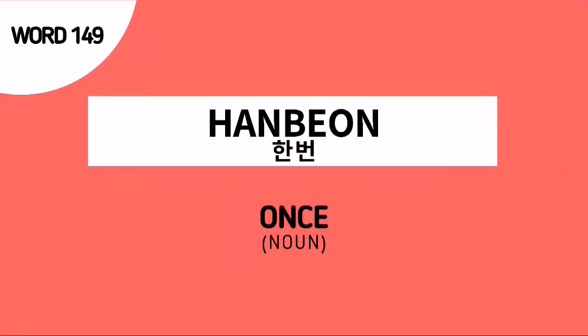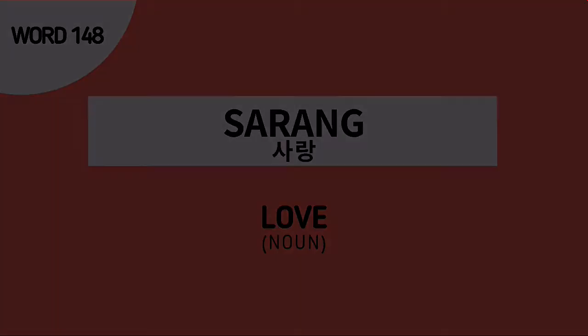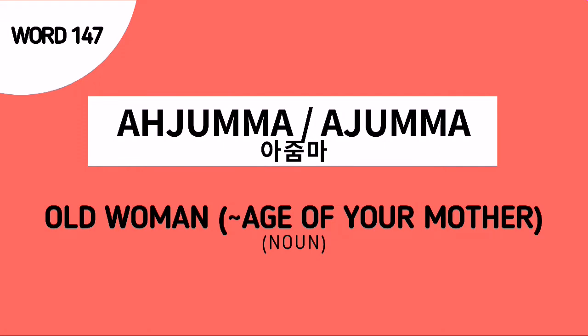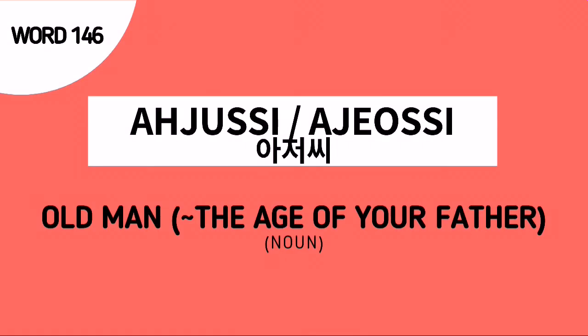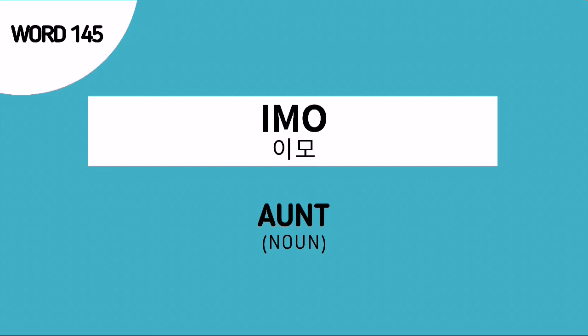Word number 149 is 한 번, and this means once. Word number 148 is sarang, and this is the Korean noun for love. Word number 147 is ajoma, and this is the Korean noun for an old woman. Word number 146 is 아저씨, and this is the Korean noun for an old man. And the last for our review is word number 145, emo. And this is the Korean noun for aunt.